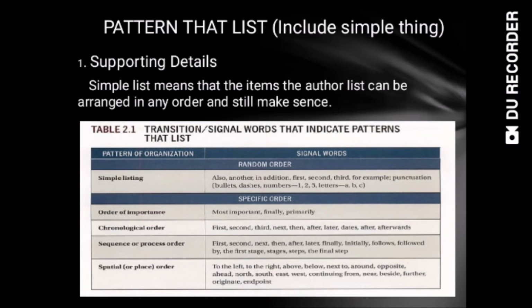Patterns that list. Number 1. Supporting details. Simple lists mean that the items the author lists can be arranged in any order and still make sense. Signal words for this pattern of organization, simple lists: signal words like also, another, in addition, first, second, third, for example, and punctuation. Order of importance: signal words like most important, finally, and primary.